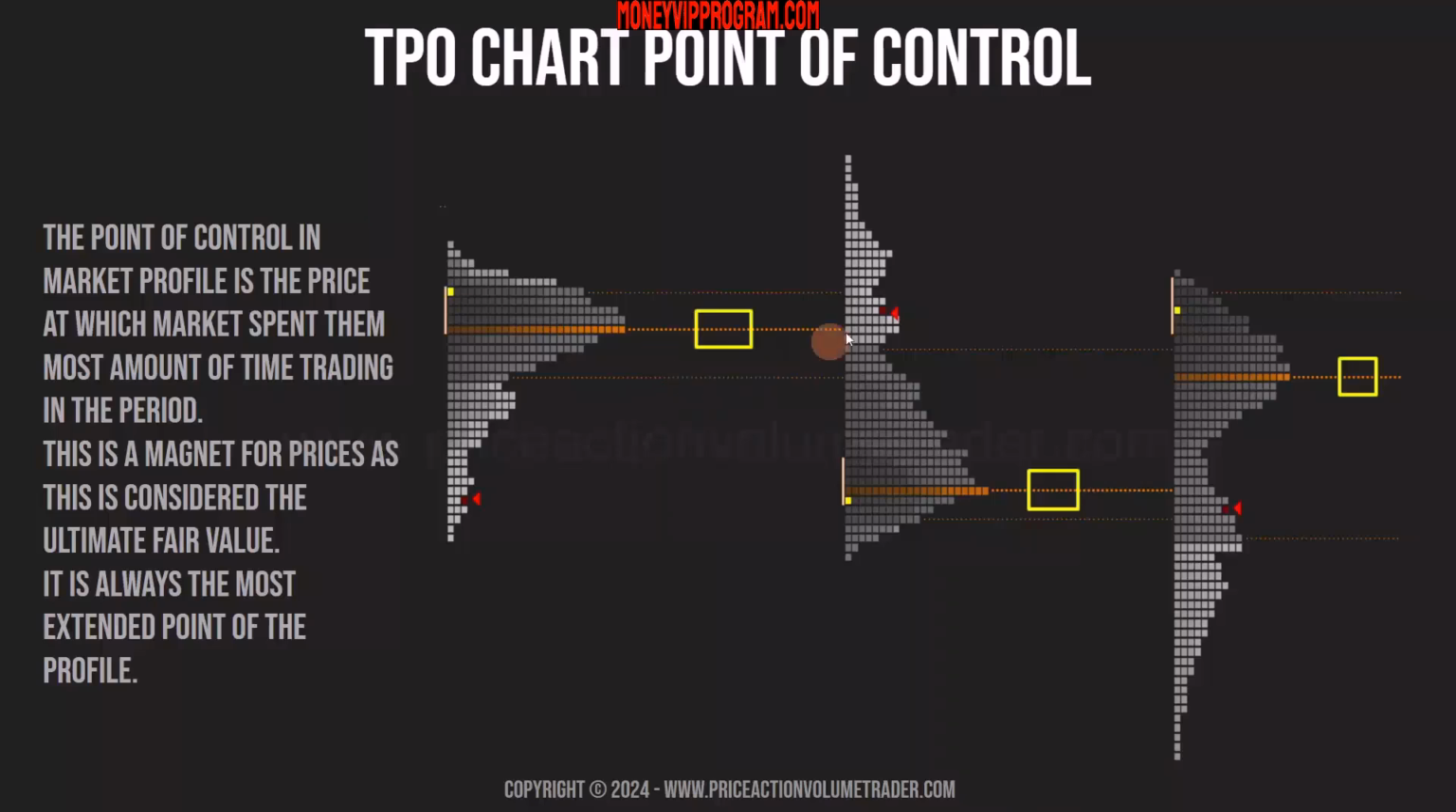Then the point of control in market profile is the price at which the market spent the most amount of time trading in that period. This is considered to act like a magnet for prices, as this is considered the ultimate fair value. It is always the most extended point on the profile, so it's very easy to identify. Basically, you just look at whatever point is sticking out the most, wherever has the most TPO blocks or letters, that is going to be our point of control. This is the ultimate fair value of this entire profile.